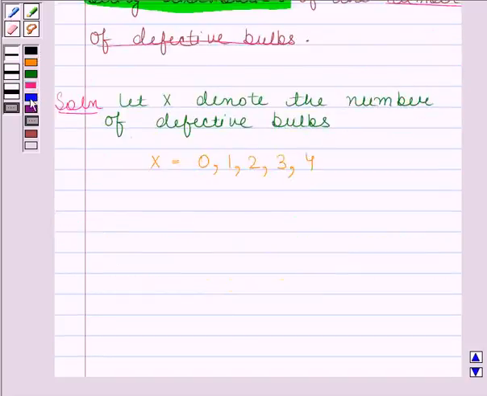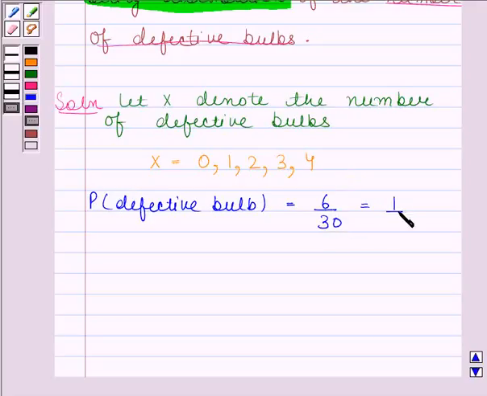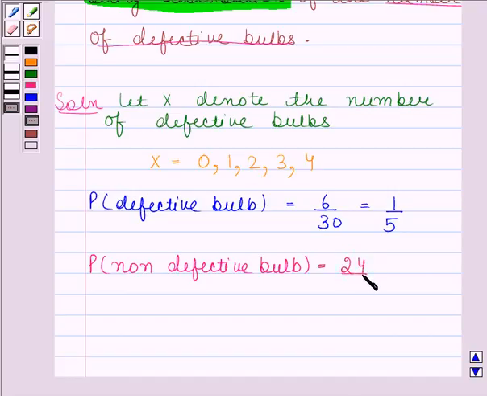We will now find the probability of getting a defective bulb. Total number of bulbs is 30, out of which 6 are defective. So probability of getting a defective bulb is 6 by 30, and this is equal to 1 by 5. Now we will find the probability of getting a non-defective bulb. Number of non-defective bulbs is 24 and total number of bulbs is 30, so probability of getting a non-defective bulb is 24 by 30, and this is equal to 4 by 5.